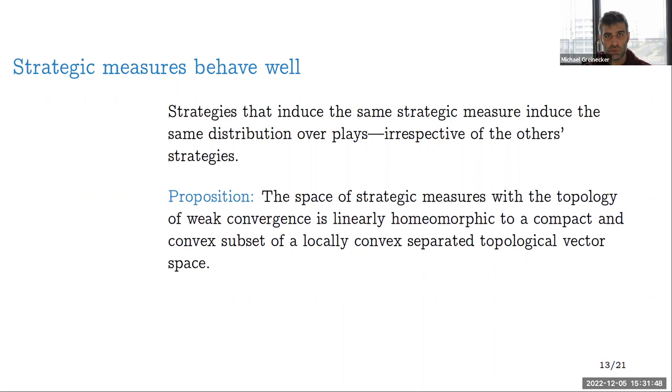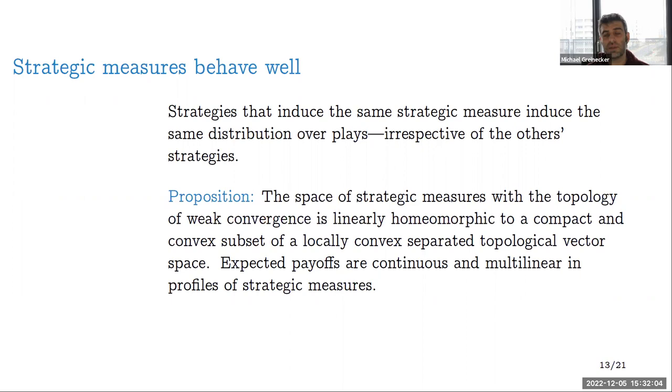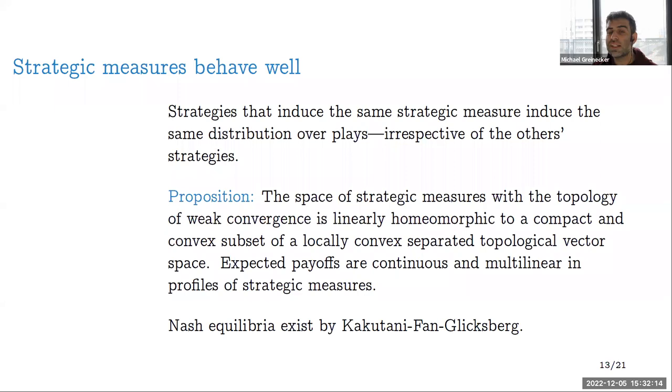And they can be linearly embedded as a compact convex metrizable set in some suitable topological vector space and in a way that expected payoffs are continuous and multilinear. If any of this looks strange, what this basically says is there's enough structure that we can do the standard proof that Nash equilibria exist. You can just apply the Kakutani–Fan–Glicksberg theorem, and there must be at least one Nash equilibrium in distributional and strategic measures, which all correspond to real strategies. So the problem that there's no Nash equilibrium to begin with does not occur. We have something that we can refine, which is what we want to continue with. So there are some Nash equilibria and there's a nice structure.